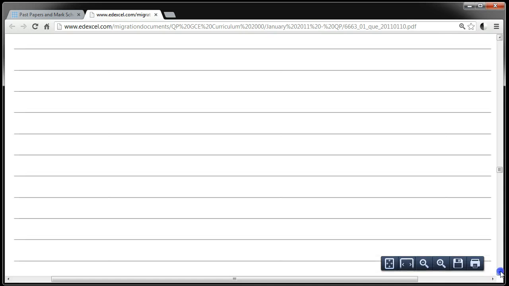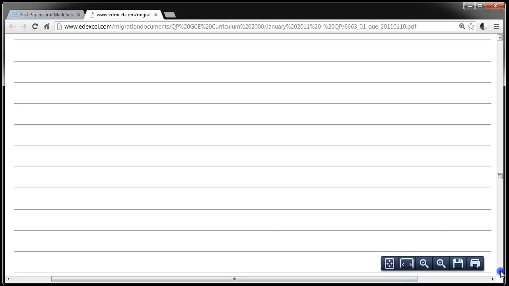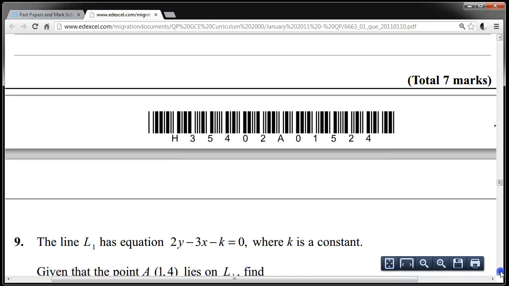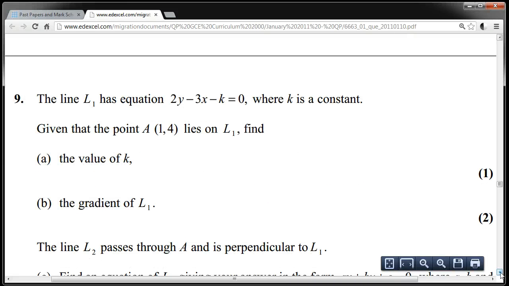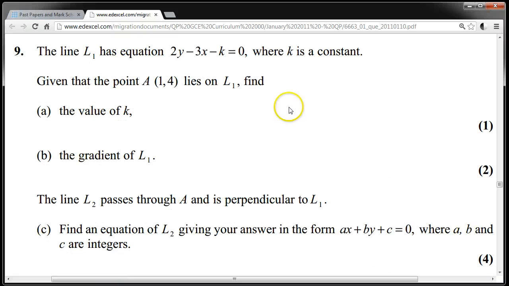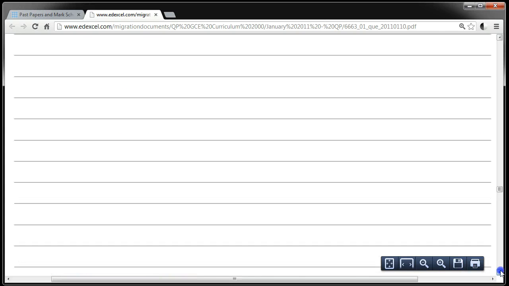So it's looking like a very nice paper to do, isn't it? With all these questions relatively user-friendly. Number 9. Straight line. K is a constant. A is on the line. Find the value of k if that point lies on that line. The gradient of L1. That would be easy then, wouldn't it? And then we need to find out properties of another line perpendicular to L1. So that's just properties of straight lines there, isn't it?